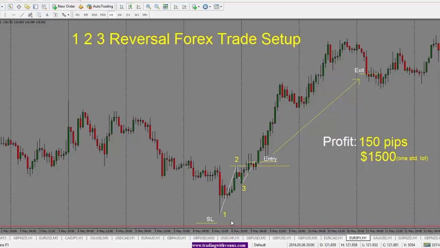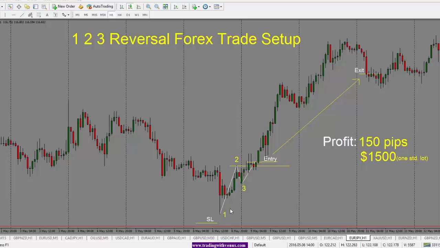So number one would be our lowest low, or if we are looking for a short trade, then it will be the highest high. In this case, we're looking for a long trade because we're looking to go against the trend, and the trend was to the downside. So this will be trading to the upside, a bullish move here.